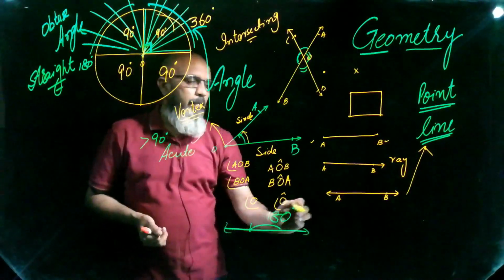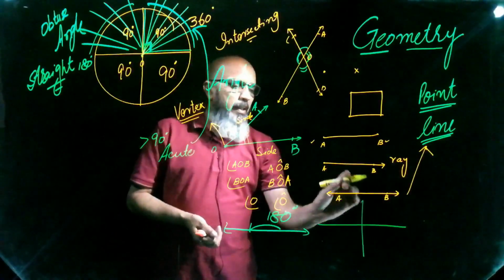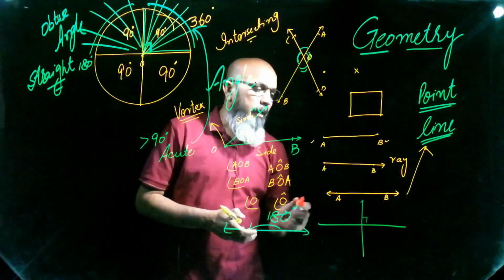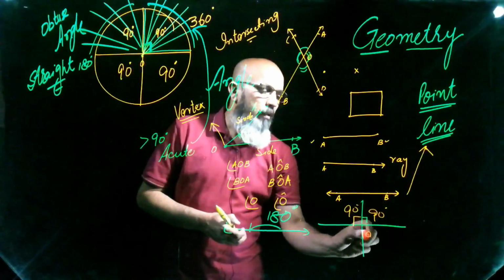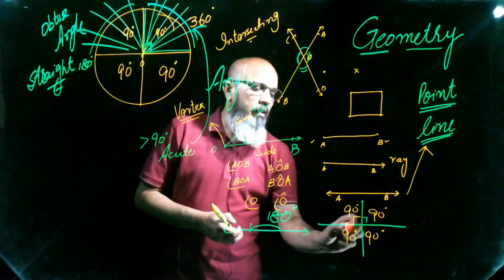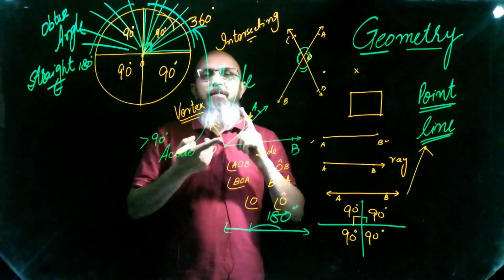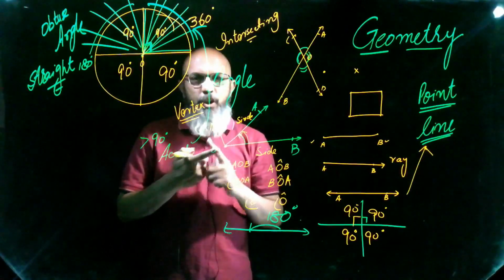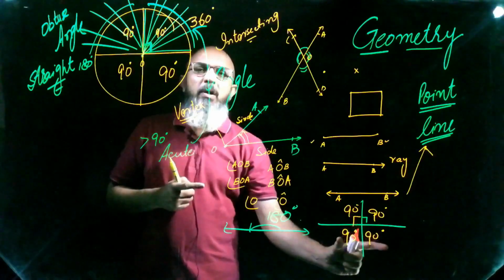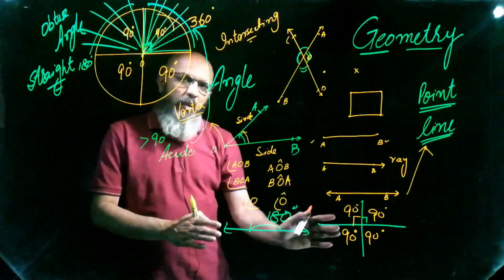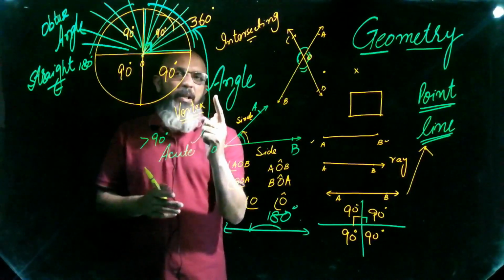And one more thing, these lines are intersecting lines, but they are intersecting at an angle of 90 degrees. An angle of 90 degrees means 4 equal right angles. So what do we call these lines? These lines are called perpendicular lines. If two lines are intersecting with each other at an angle of 90 degrees, we call them perpendicular lines. So the angle of a straight line is 180.